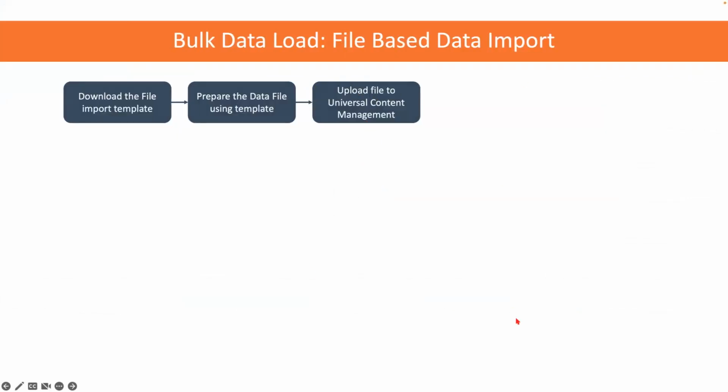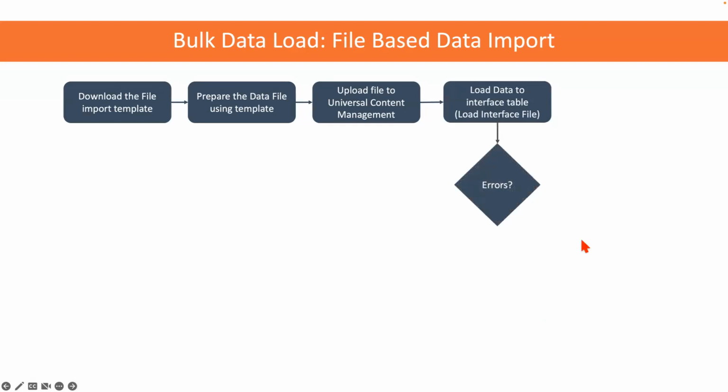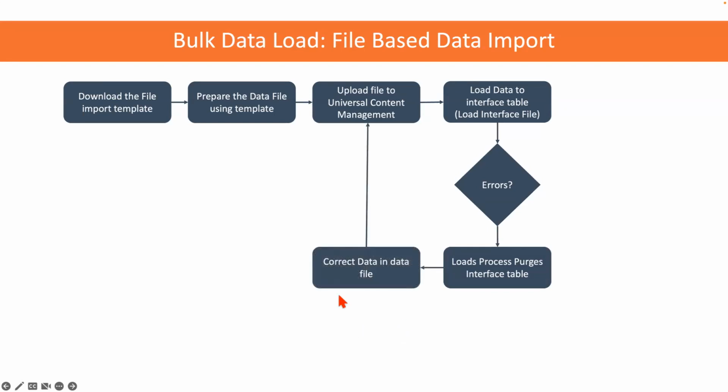Okay, upload the file into UCM. Next step is to load the file to the interface table. And then if there are any errors, the errors will be fixed. And then you can purge the interface table. And then you can correct the data and re-upload. So you can do this on a continuous basis.